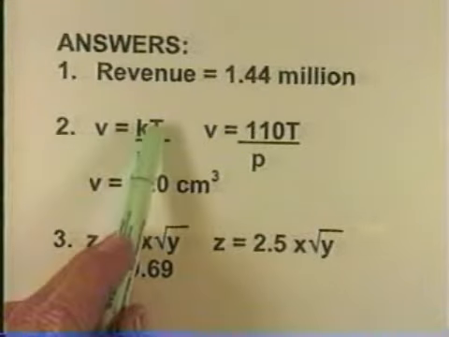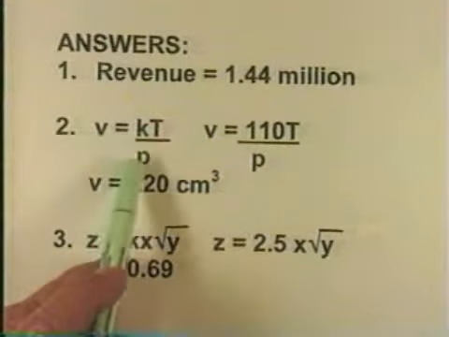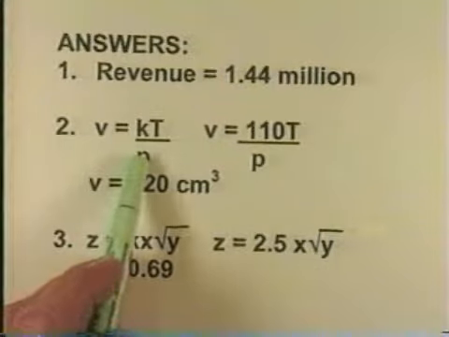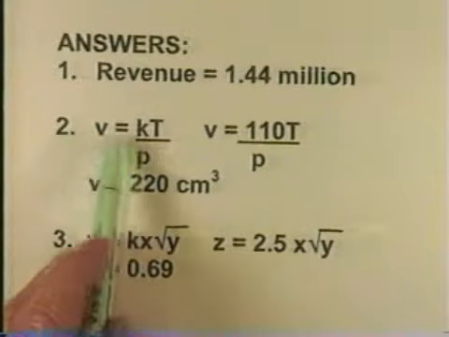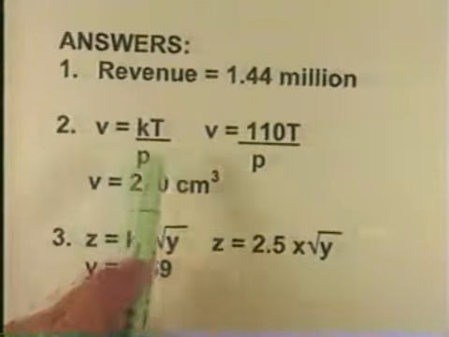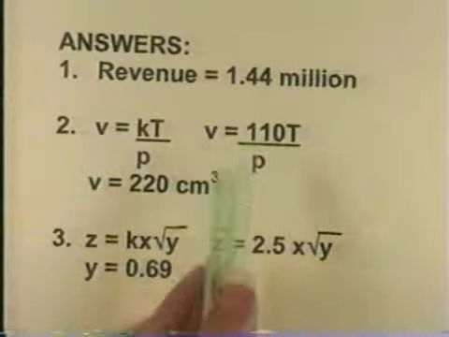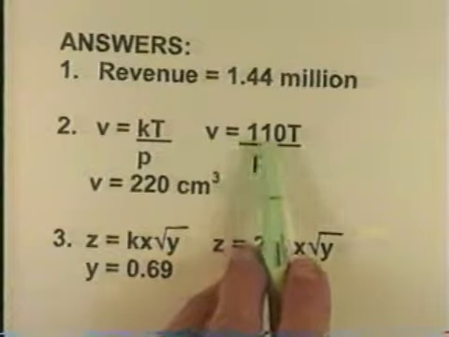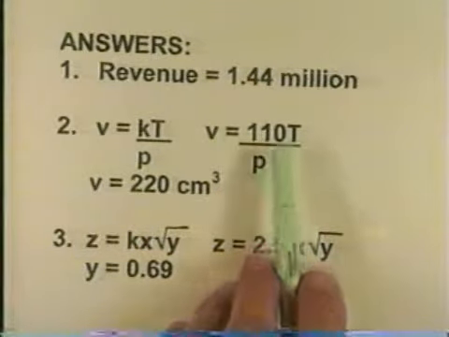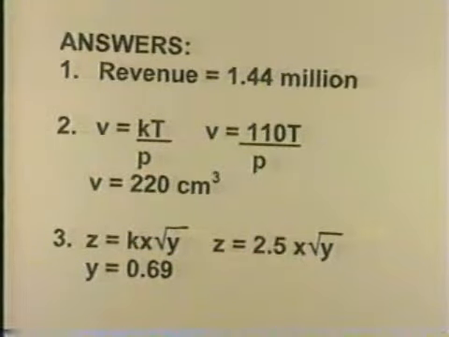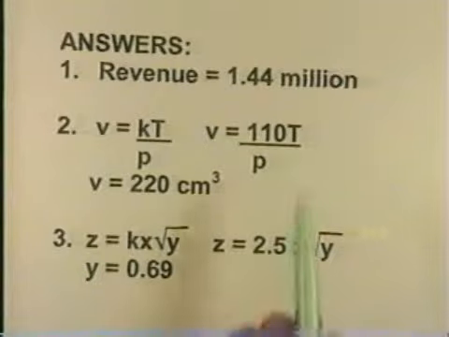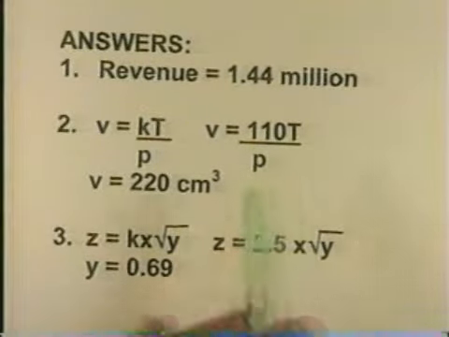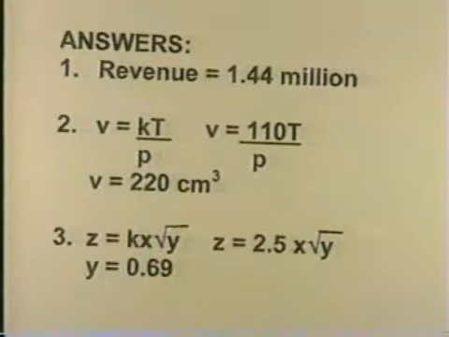So since it's directly as temperature, you multiply by T. Inversely as the pressure, you divide by P. Once you substitute in the given and solve for K, you get 110. So the model for this particular gas is V is equal to 110 T divided by P. Then once you substitute the values given in the question, you should get V as 220 cubic centimeters.